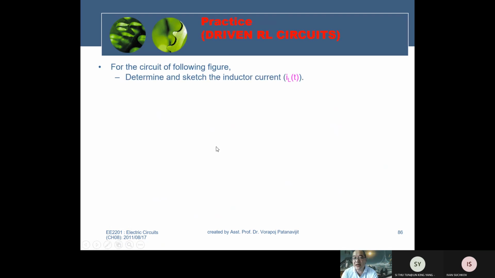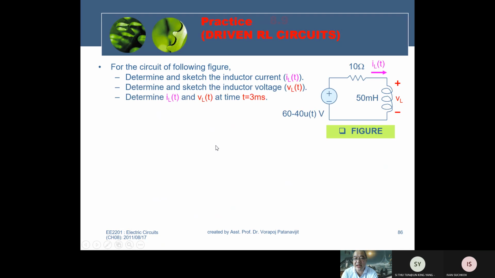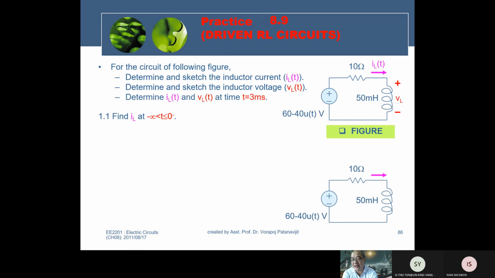Next, in order to give you more understanding, we will provide you with an example case, an RL circuit. For the circuit in the following figure, determine the state, the inductor current, and the inductor voltage. In particular, determine the inductor current and voltage at time equal to 3 seconds. In this case, the switch is activated at time equal to 0 seconds.